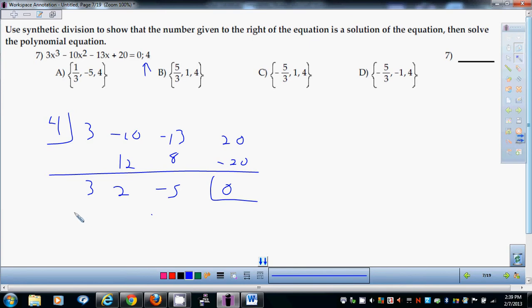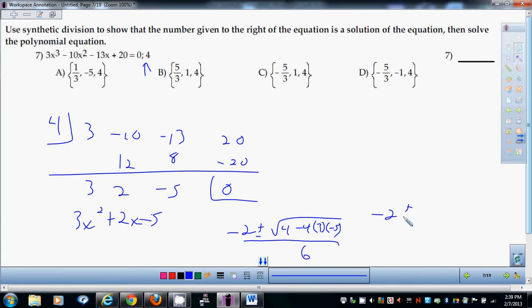Quadratic function time. Negative b plus or minus the square root of b squared minus 4ac, all over 2a. So that's negative 2 plus or minus the square root of 4... Yikes, this is 20 times 3 is 60. 4 minus negative 60 is 64. Square root of 64 is 8, all over 6. Negative 2 plus 8 is 6 over 6, which is 1. Negative 2 minus 8 is negative 10 over 6, which is negative 5/3. So for positive 1, negative 5/3, that would give us C.